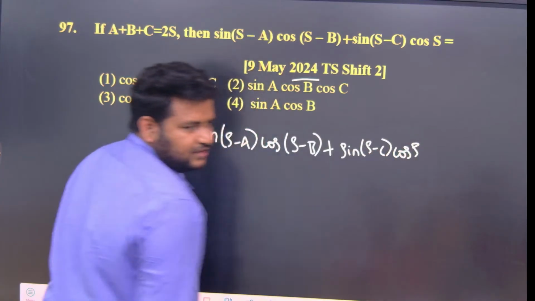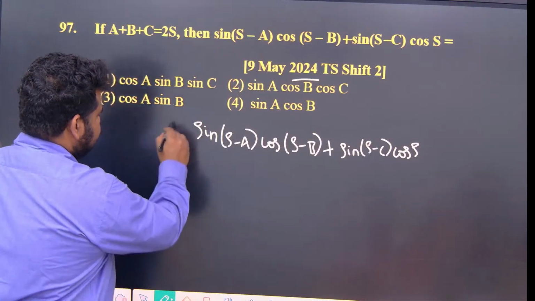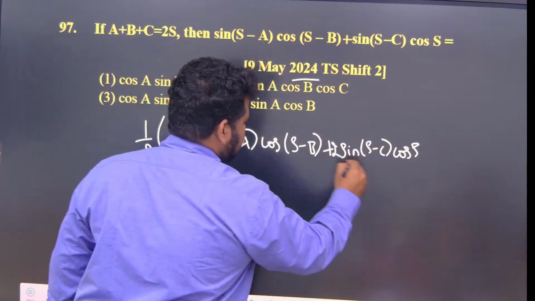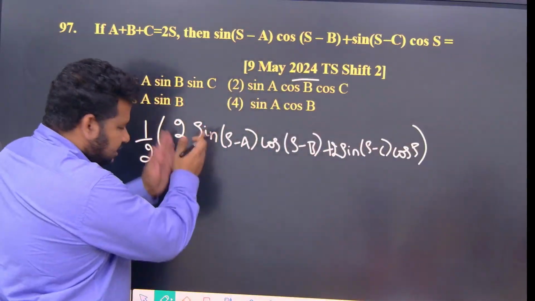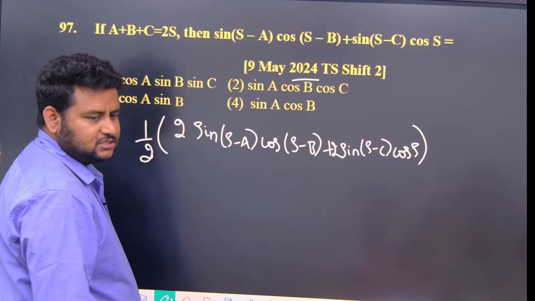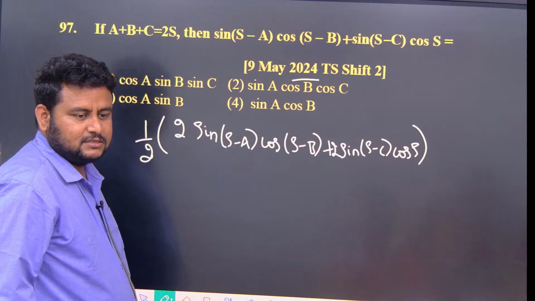Correct? When we have sin a cos b, what will we do? I told you, we will divide and multiply by 2. So I will take 1 by 2 here, and this will be 2 here also, I will multiply by 2. Now let us do only this. Forget about this 2. Now 2 sin a cos b is what? Sin of (a plus b) plus sin of (a minus b).